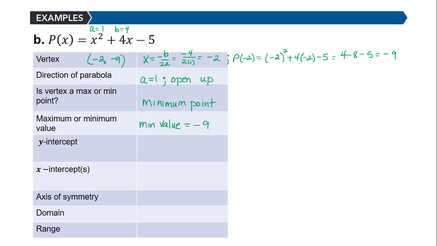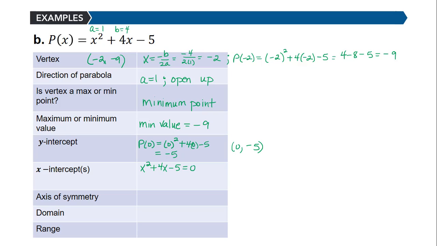Now we are asked to find the y-intercept, p of 0, right? We just let x equal 0. It's 0 squared plus 4 times 0 minus 5, and that is simply negative 5. So the y-intercept is 0, negative 5. The x-intercepts are found by setting the function equal to 0. So x squared plus 4x minus 5 is equal to 0.